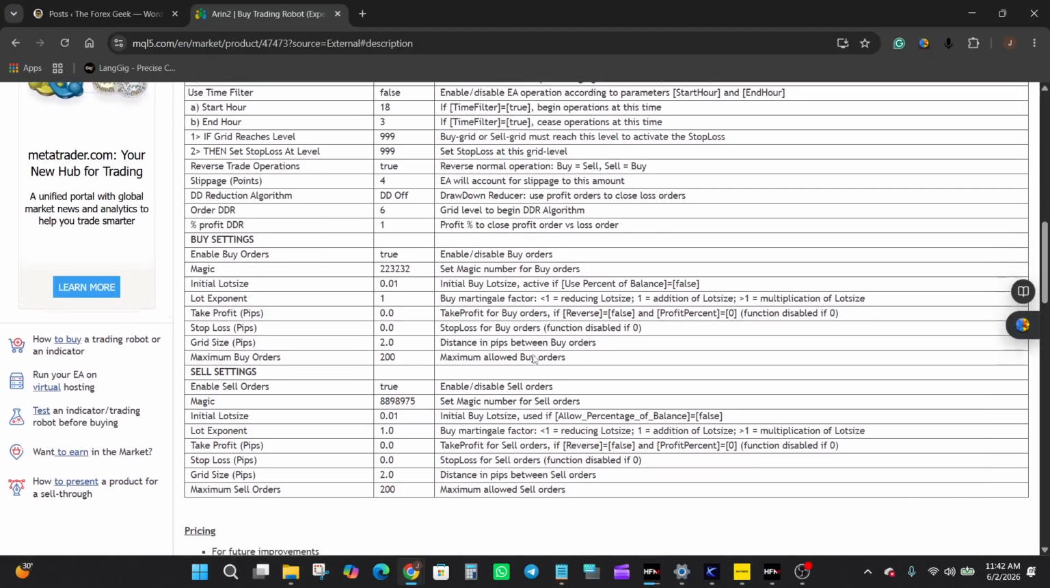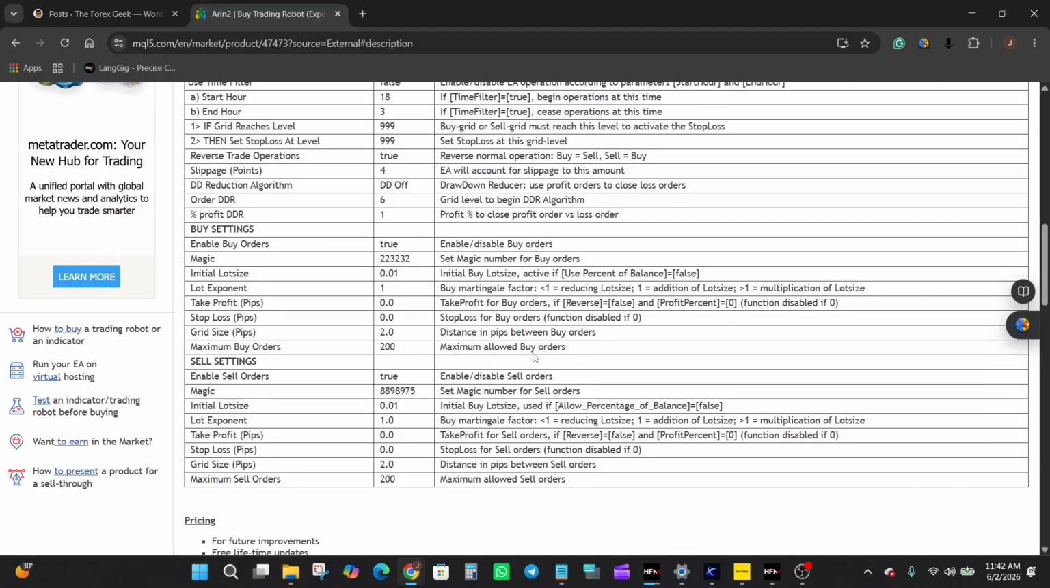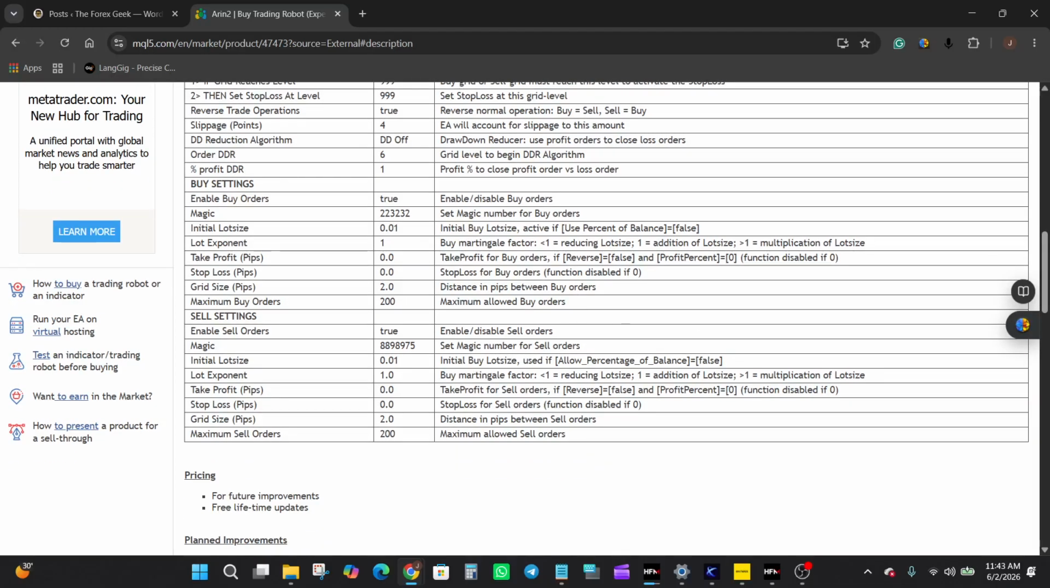Now, there are also separate configurations for both buy and sell sides, including magic numbers, take profit settings, and order limits. There are also risk-related features such as drawdown reduction logic and stop-loss activation based on grid levels, which are designed to manage exposure during extended trading sequences. Now, let's just move into the backtesting section.